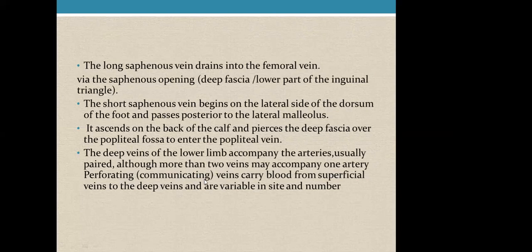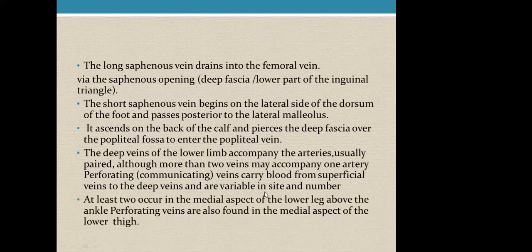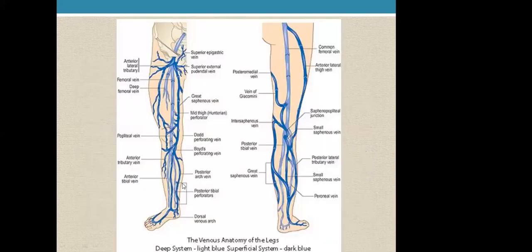The perforating communicating veins carry blood from superficial veins to the deep veins and are variable in size and number. At least 2 occur in the medial aspect of the lower leg above the ankle. Perforating veins are also found in the medial aspect of the lower thigh. We can see the long saphenous vein, and this is the short.